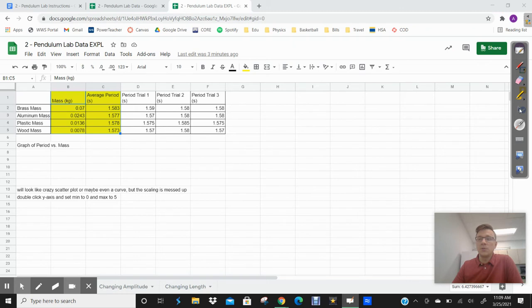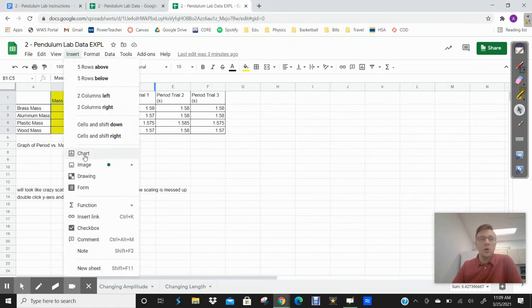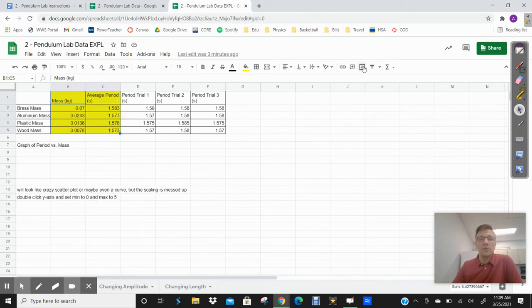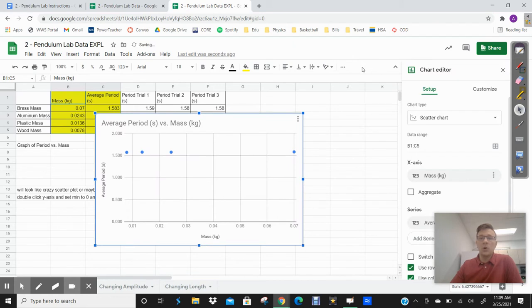Alternatively, you can also click on the word insert up here at the top and go to chart right there. But I think it's a little bit easier to just hit the chart button, which is off to the side here. So we'll go ahead and do that.